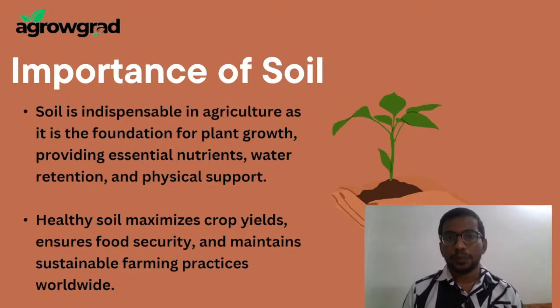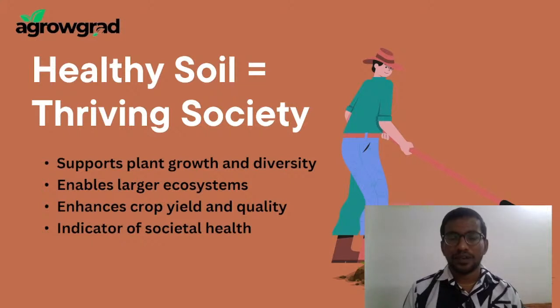Regarding the most prominent factor, soil, seed, fertilizer, water, everything will come up. Without soil, we cannot grow crops because it is the foundation for plant growth, providing essential nutrients, water retention, and physical support. Healthy soil will give better crop yield for the long term. So it keeps food security and maintains sustainable farming practices worldwide.